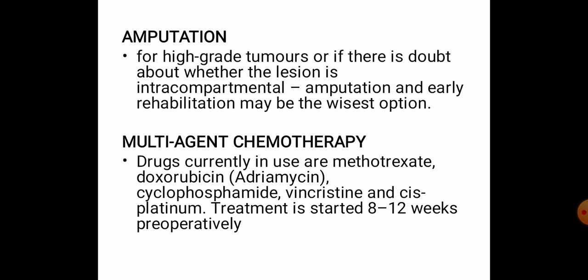If there is any suspicion that the particular bone growth has gone for metastasis and has become an extracompartmental growth, the best thing which the surgeon opts for is amputation. The particular part will be amputated and the patient will be sent for early rehabilitation and an early return to normal life. And next one is multi-agent chemotherapy.